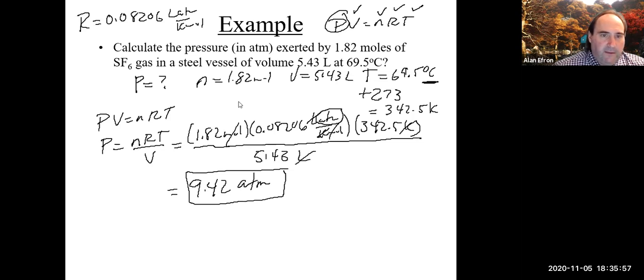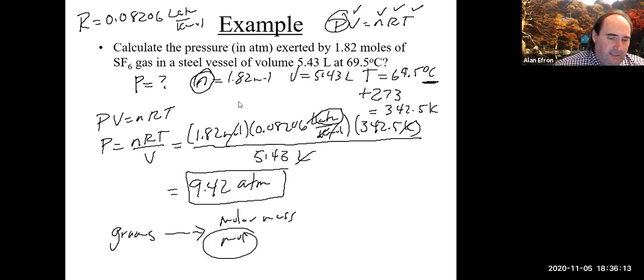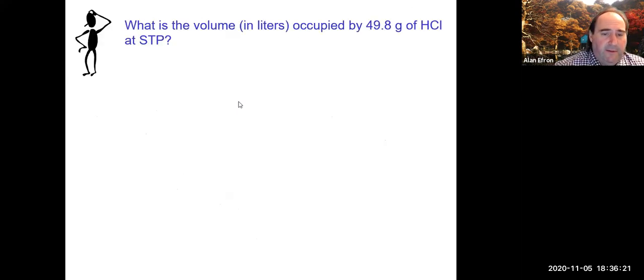Other questions on that? So with this ideal gas law, another variation is they don't necessarily give you the moles, but they oftentimes may give you grams. So a lot of times here, we do need to use molar mass to convert to moles. So that's another sort of variation, a very common sort of calculation that occurs. All right, why don't you give another one a go here and see what you come up with.